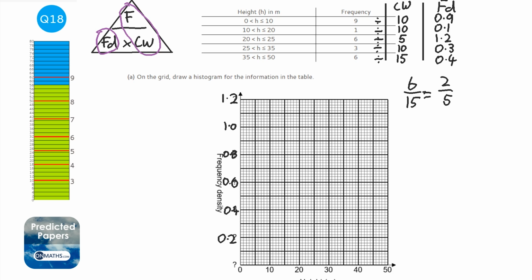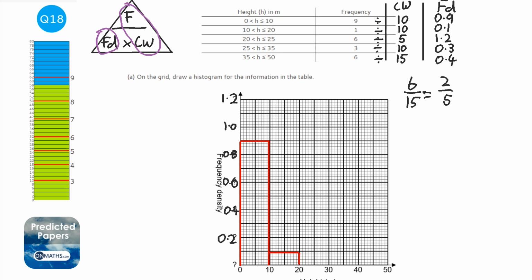Okay, now next thing I want to draw the bars. So our first bar is 0.9 high, and it's 0 to 10. So we want 0.9 high, which will be here, and 0 to 10. Okay, next one is 10 to 20, and it's 0.1, so it'd be down here. I'm not going to get these exact, but with your one it's a bit easier to get exact.